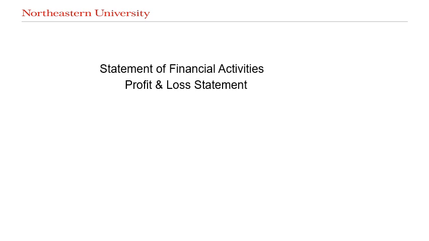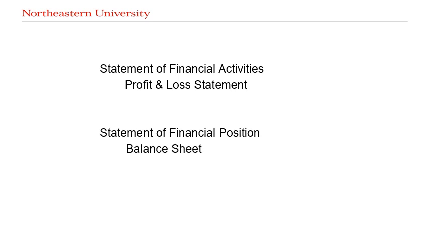Now we're going to take a look at three of the most common financial reports you will be receiving regularly throughout the year and what you can learn from them. First is the Statement of Financial Activities, known in the business world as a profit and loss statement. The Statement of Financial Position, in the business world it's called the balance sheet. And finally, a Statement of Functional Expenses, which doesn't have an equivalent in the business world.